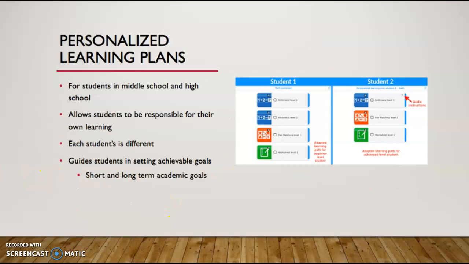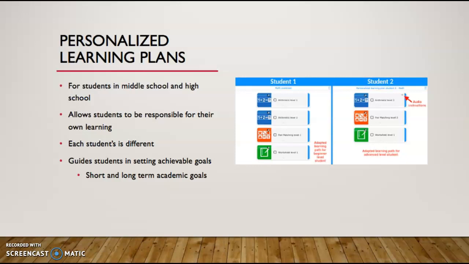So, personalized learning plans. These are mainly for students in middle school and high school. It allows students to be responsible for their own learning and move at their own pace. Obviously, each student is different, and it guides students in setting achievable academic goals, both short-term and long-term.